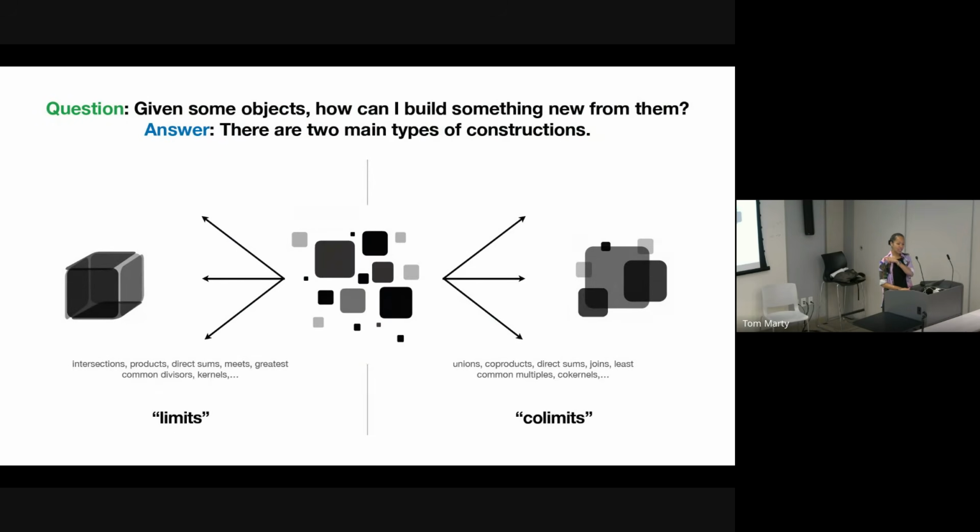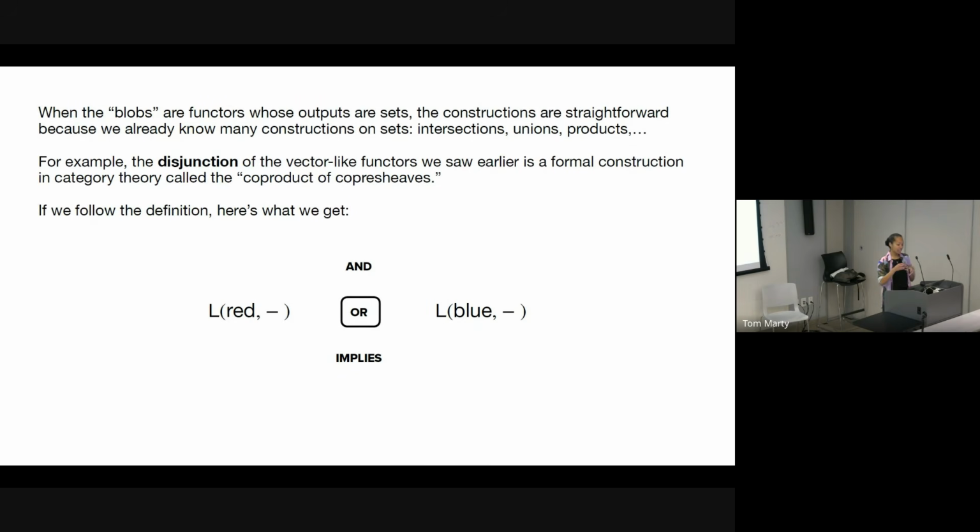When those blobs on this screen, these functors associated to words, as I was saying, when you evaluate them on a string, you get a set. So that's nice because we know how to build new sets from old sets. We can take intersections, products, unions, and so forth. So it turns out if I take this existing definition of something like a co-limit, this very abstract thing that I didn't show you, and I plug it into our language category, I can take something that's like the disjunction between the meaning of the word red and the meaning of the word blue, for example.